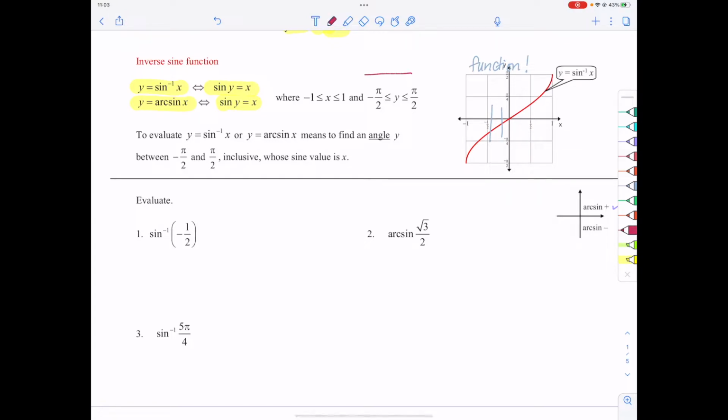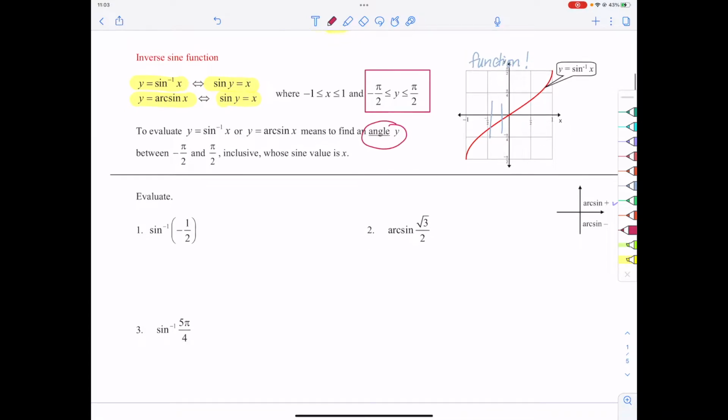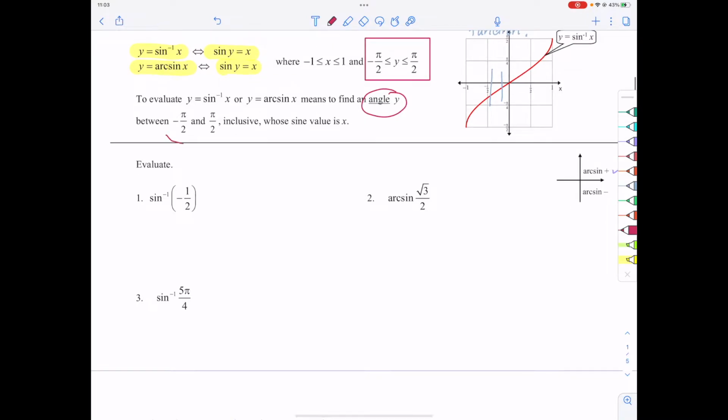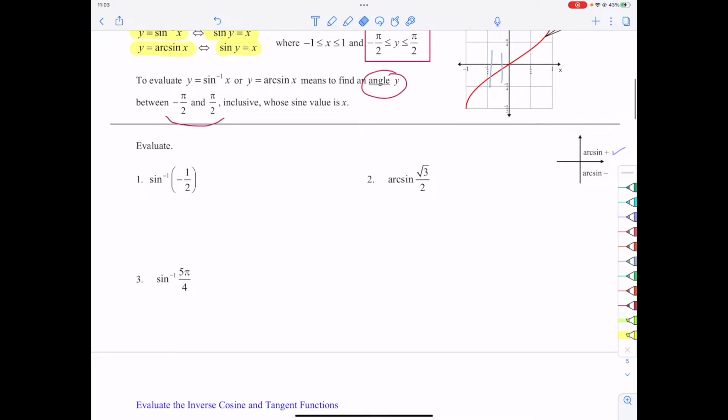Again, here are the restrictions on this angle that we are looking for, okay? When you have y equals the sine inverse of x, we are looking for an angle y between negative pi over 2 and pi over 2. And it's a one and only unique angle that we are looking for, okay? And we will draw a little graph each time. Okay, let's just jump right into the first example.